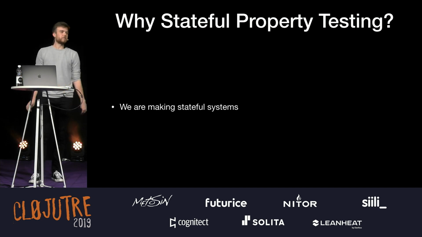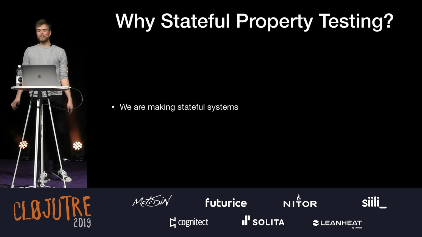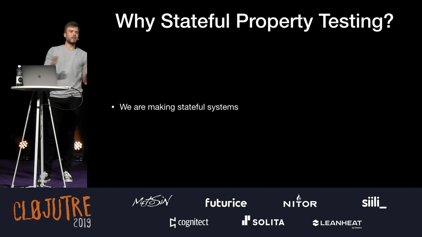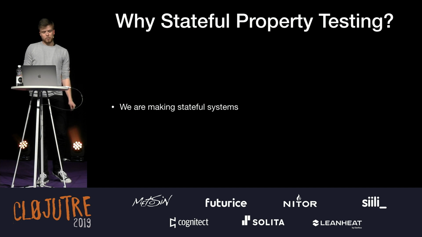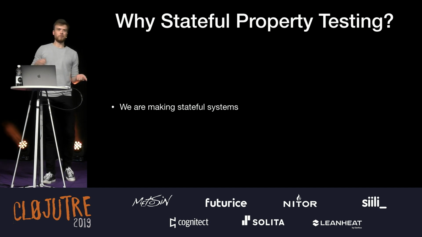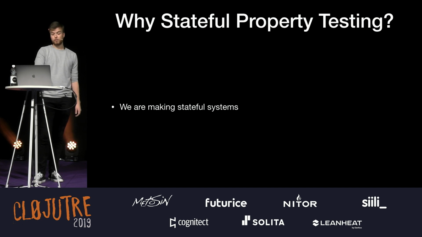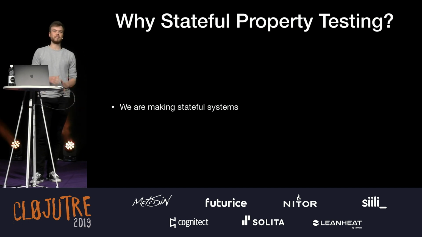And because of the nature of stateful systems, they can become really difficult to test with just example-based testing, which seems to be the most common way of writing tests, where you have a system and you give it an input, and you check that the result has an expected value. But because there are infinitely many ways that a stateful system can be called over time, it can become really difficult to come up with all of those cases. So this is why we use stateful property testing, because it creates many of those test cases for us.